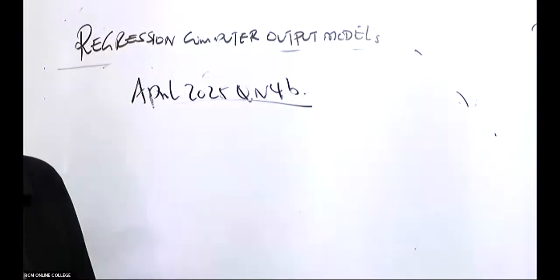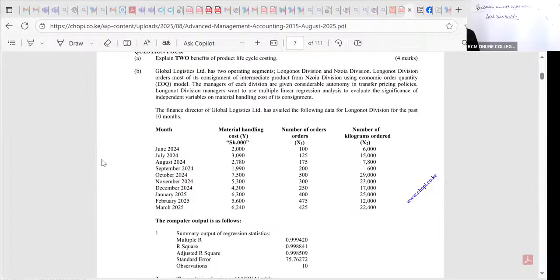So this was really April 2025 question number 4, and it was really an easy paper. Even the question itself was really easy. I read: Global Logistics Limited has 2 operating segments, Longonot Division and Nzoia Division. Longonot Division orders most of its consignment of intermediate products from Nzoia using the EOQ model. The managers of each division are given considerable autonomy in transfer pricing policies.